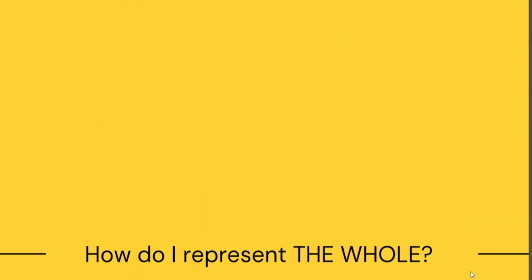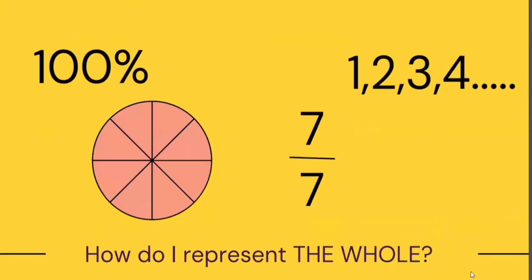Now, there are different ways that we can represent the whole. Here, I have represented the whole as a percentage, 100%. Now, if you have 100% of something, that means you have all of it. So 100% would represent the whole.